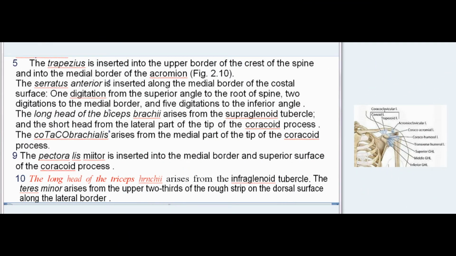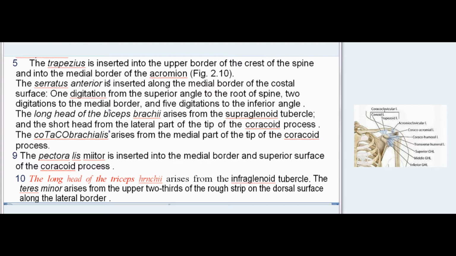5. The trapezius is inserted into the upper border of the crest of the spine and into the medial border of the acromion, Fig. 2.10. The serratus anterior is inserted along the medial border of the costal surface, 1 digitation from the superior angle to the root of the spine, 2 digitations to the medial border, and 5 digitations to the inferior angle.